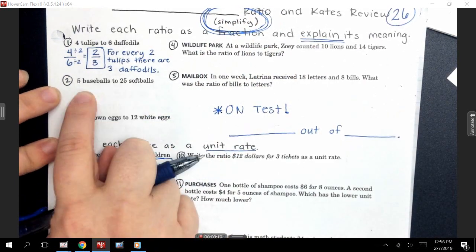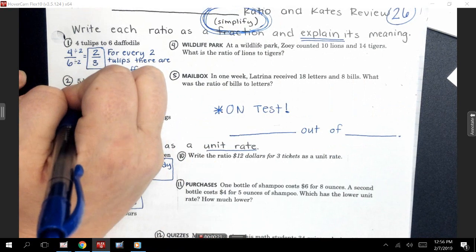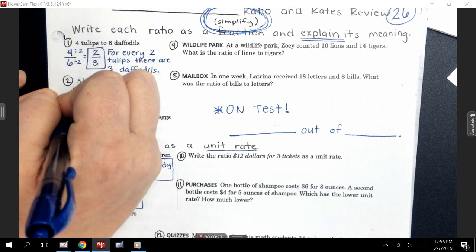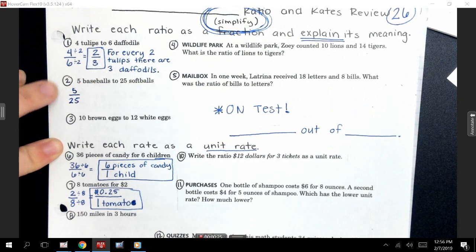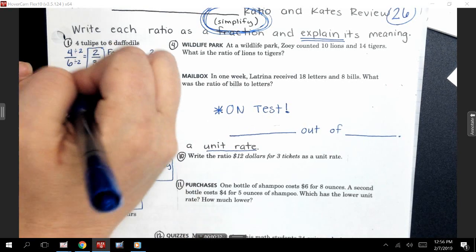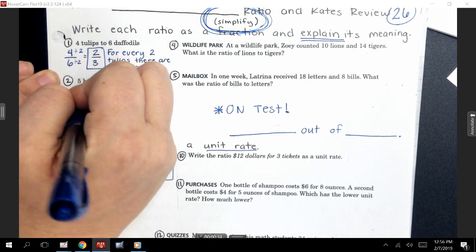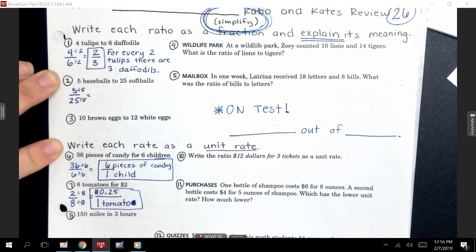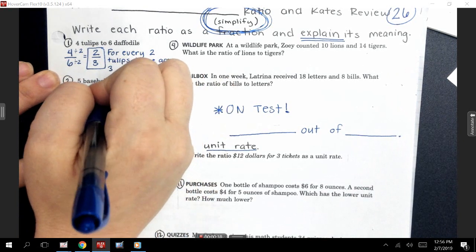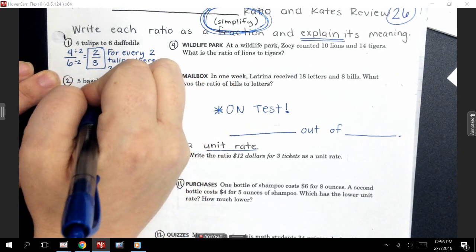So for number 2, it's baseballs and softballs. We're not going to change the order. So 5 will go on top, 25 on the bottom. We need to simplify. So guys, I'm not dividing by denominator. I just got to pick a number that will go into both of them. Omar, what can go into both? 5. So we're going to divide them by 5. And what does that give me as my new fraction? 1 on top, 5 on the bottom.